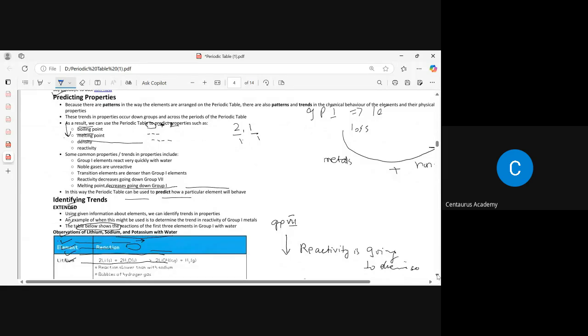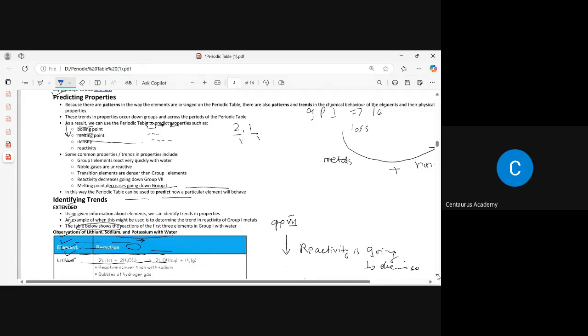Now there are some general patterns and trends by which we predict properties of the elements which are present in the same groups or across the period. So by looking into their common properties, we say that this is the general trend in the same group. For example, group 1 elements react very quickly with water. They tend to be very, very reactive. Elements at the extremes on both sides of the periodic table are very reactive. Noble gases are not at all reactive, so excluding the noble gases in the first part. And noble gases tend to be monatomic gases.